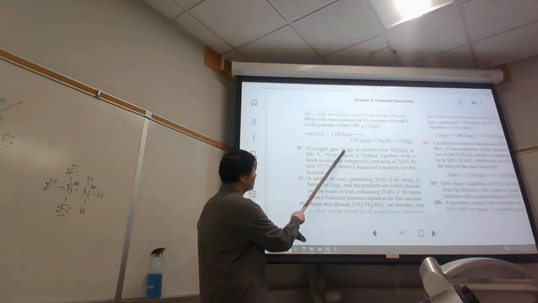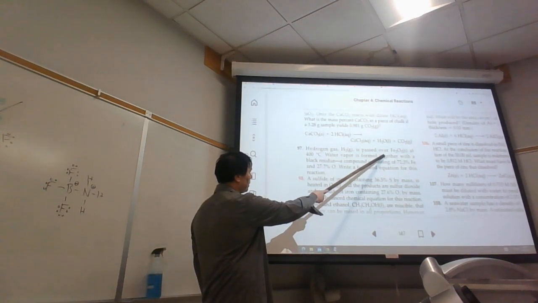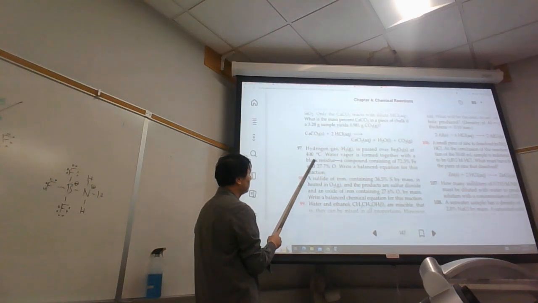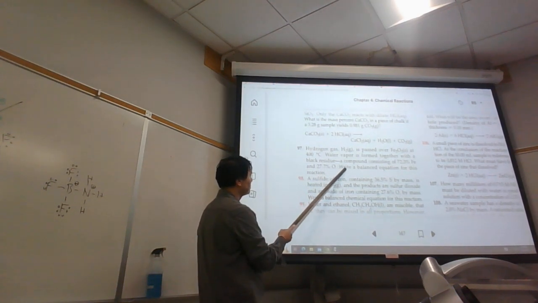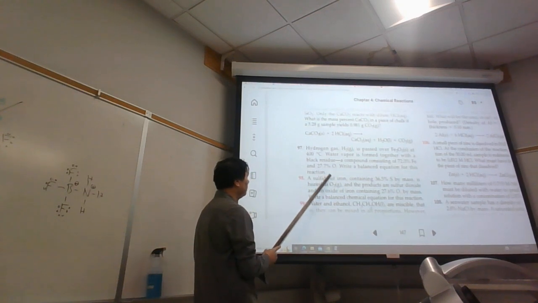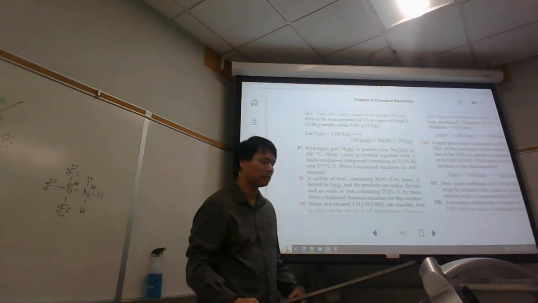97, hydrogen gas is passed over iron 3 oxide at 400 degrees C. Water vapor is formed together with black residue, a compound consisting of 72.3% iron and 27.7% oxygen.